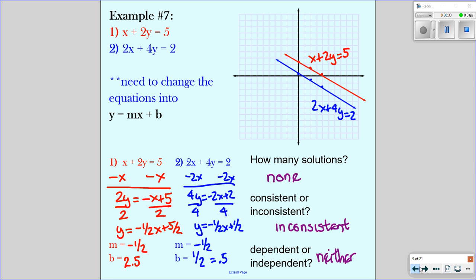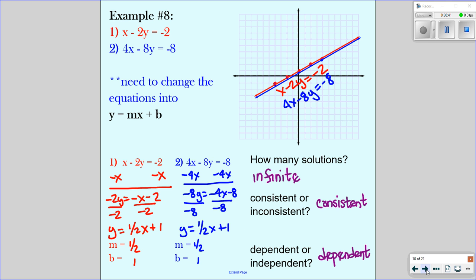So we did three different types where they intersect at one point. They don't intersect, so they're basically parallel, and the slope is the same. And where the slopes are the same and the y-intercept is the same, that means they are on top of each other, and that means that they're dependent and consistent, and there's infinitely many solutions.